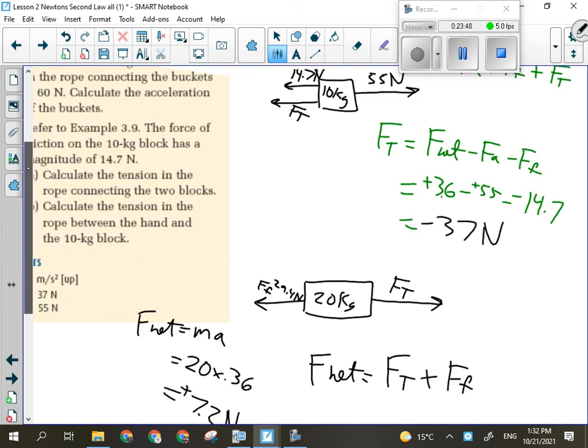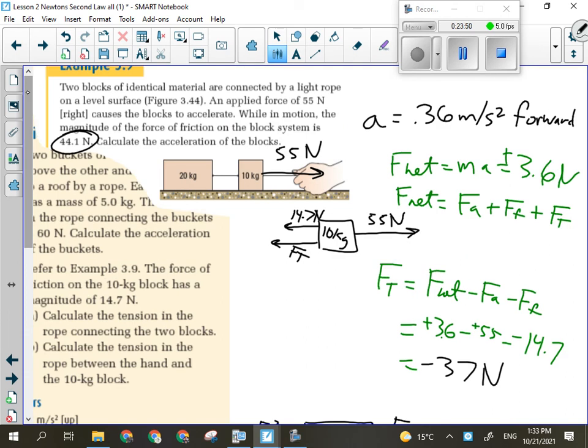All right, questions on the two block question? Did it ever ask you to use a specific one of the blocks? I suppose there's probably situations where it might say using the 20 kilogram block. I wouldn't, because in a situation like this you could use either one. Whichever one you're comfortable with would be fine with me.